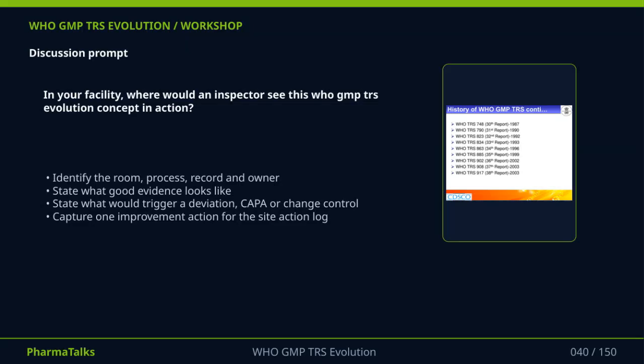Now, let's discuss how the WHO GMP TRS evolution concept is actually applied in your facility. Think about where an inspector might see this concept in action. Consider specific rooms, processes, records, and who owns them. It's important to be able to identify what good evidence looks like in these areas, so you can demonstrate compliance clearly. Also, reflect on what circumstances would trigger a deviation, corrective and preventive action, or a change control. Finally, think about one improvement action that could be added to your site's action log to enhance compliance further. This exercise will help reinforce understanding and practical application of GMP principles in your daily operations.